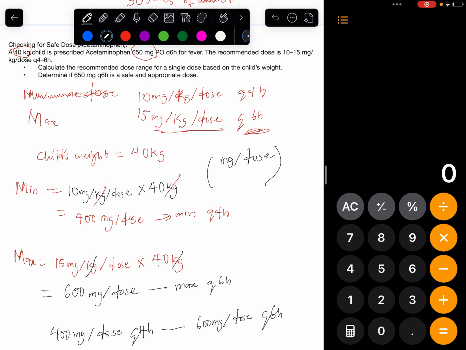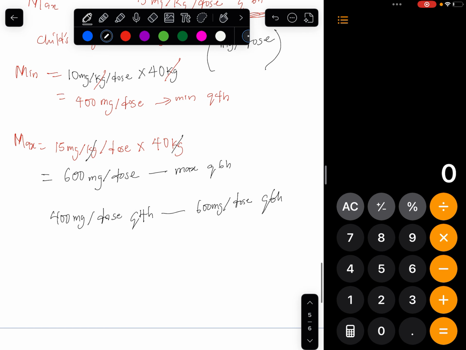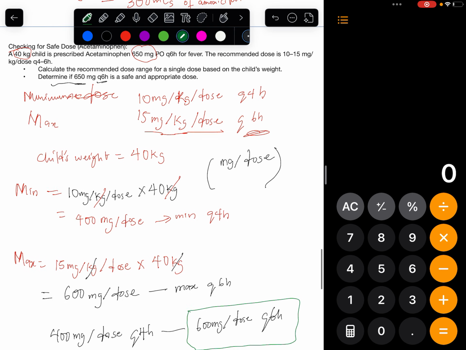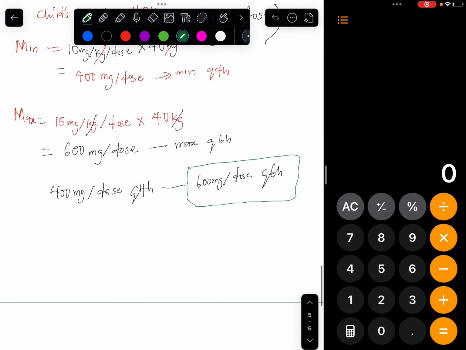The second question says determine if 650 milligram every 6 hours is a safe and appropriate dose. Now, we look at every 6 hours. Our max is 600 milligram per dose. Do we think that 650 milligram per dose every 6 hours is safe?